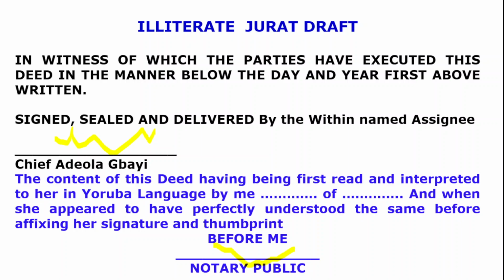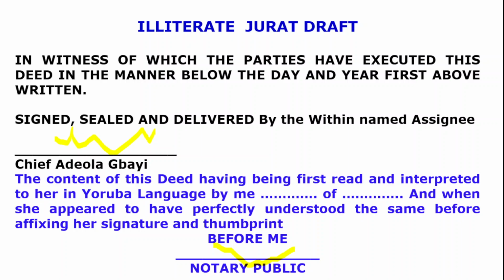Sign here, right? And of course, if it's in a real life scenario, the notary public has his own seal and stamp, and that stamp will contain his entire detail, his name, his address, his everything, right? So before me, notary public. So you can see that this is how to draft an illiterate jurat. Of course, you cannot have an illiterate jurat for a company. It's not possible, right?